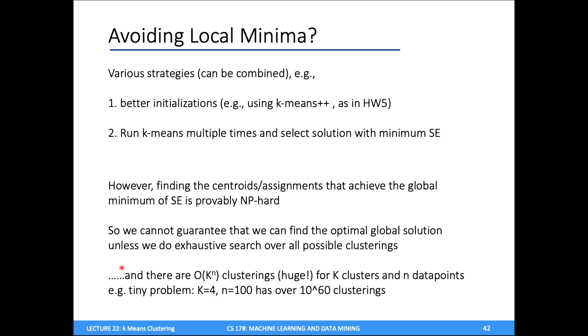So for a tiny, tiny problem, where we have 4 clusters and only 100 data points, this has over 10 to the 60 possible clusterings that we would have to search over if we want to do an exhaustive search for clustering. So in some sense, kMeans is like a heuristic kind of local search for this minimum.